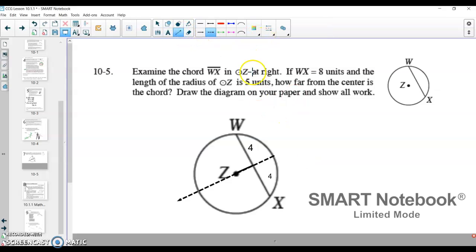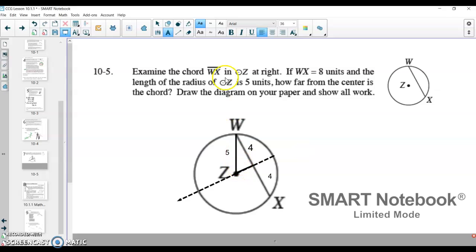Well, we also know in the problem that this circle here has a radius of 5, and that can help us out here. We grab a line here. From the center out to W, that would be a radius, because W is on the edge of the circle, Z is the center. And we know that that has a length of 5.